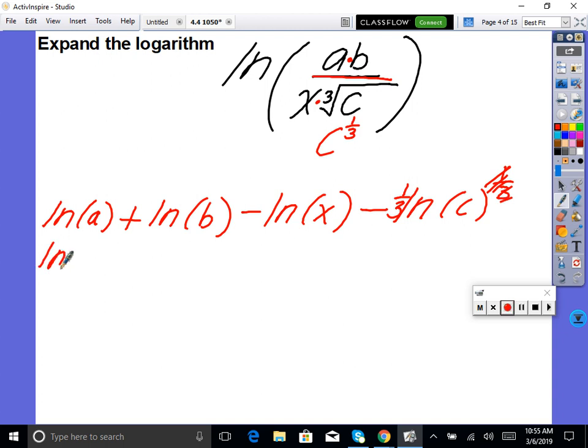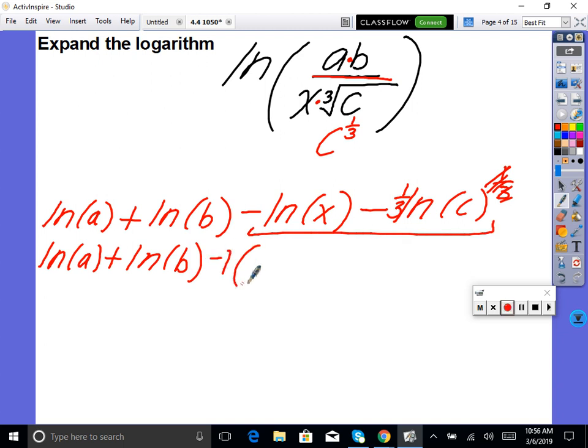Technically, if I so desired, could I go like this? ln of a plus ln of b. Could I factor out a -1 here? Then left would be ln of x plus 1/3 ln of c. Now look what that says. We are multiplying this together, and they're both on bottom. You guys see? The negative puts them both on bottom.